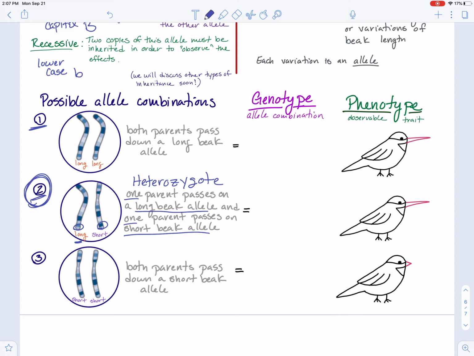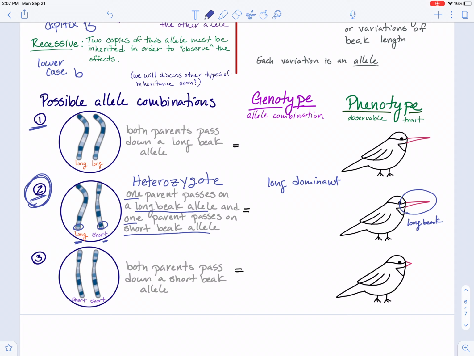Now, this one's really important to look at because if I look at a finch that inherited the long allele and the short allele, and then I look at the phenotype that I see, I see a long beak come from this bird. So that must mean that the long allele is masking the effects of the short allele. That means that the long allele is dominant.